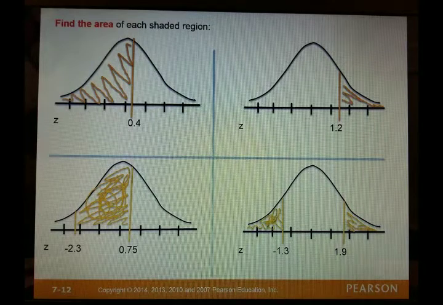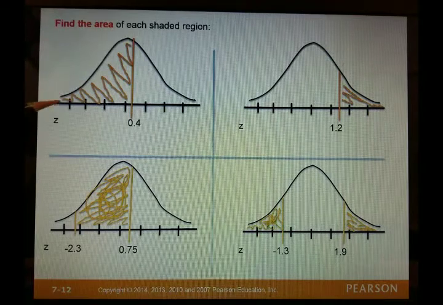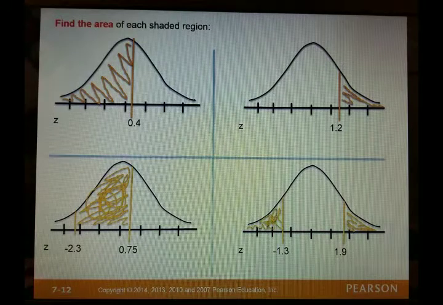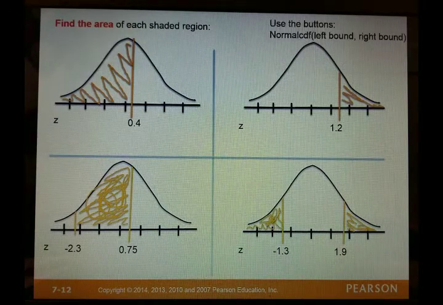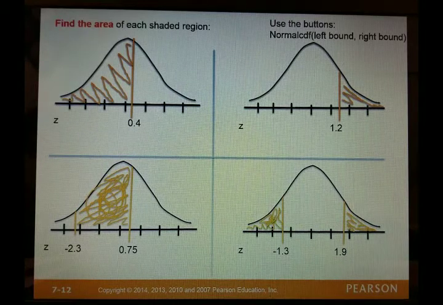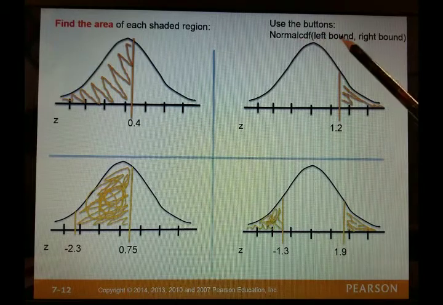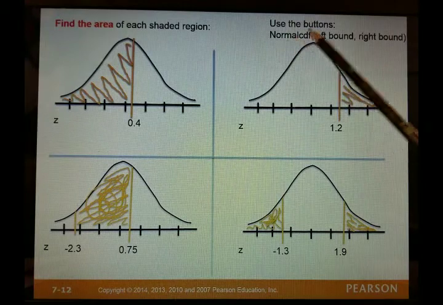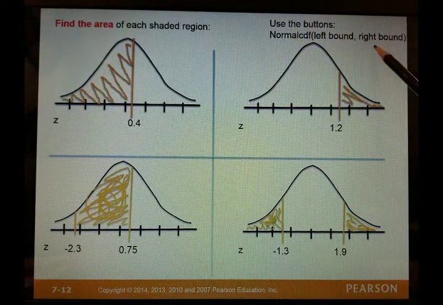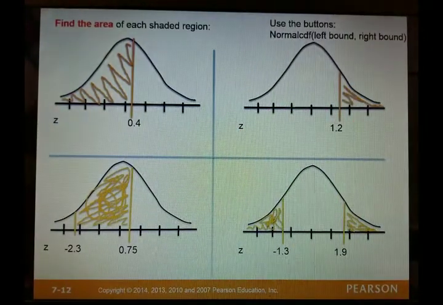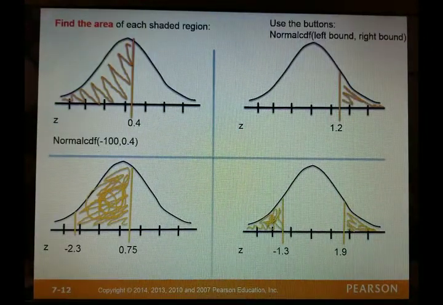So find the area of each shaded region. We're supposed to find this area here, and we know that the z-score corresponding to this bar is at 4/10. When you want to find the area, there are tables that you can use. I prefer to use the calculator, but you have to understand what the buttons are telling us. The normal CDF, from the left bound to the right bound, will give us the area. So when I want to find the area, we use normal CDF, left bound, comma, right bound. The left z here actually keeps going left forever, so I like to just use -100.